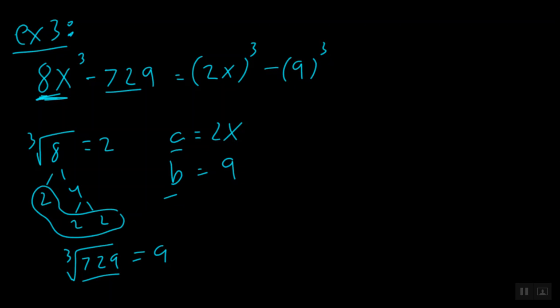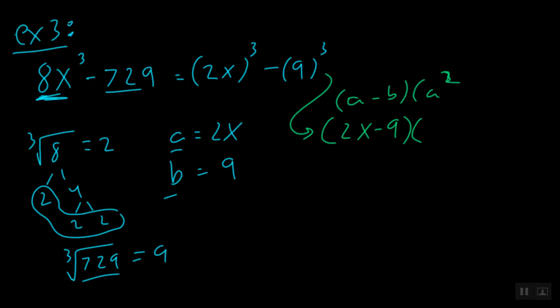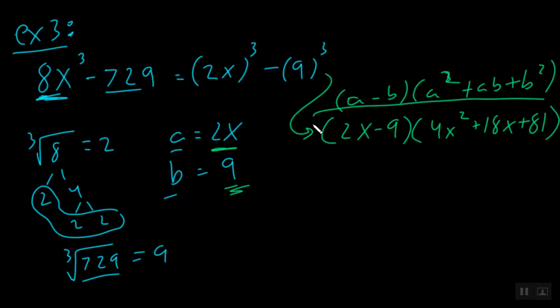Okay, and so what will this look like once I factor it? Well, remember we have a minus b, so 2x minus 9, parentheses, and then it's going to be a squared, and what's 2x times 2x? That'd be 4x squared, plus a times b, what's 2x times 9? Well, that's plus 18x, and lastly, plus b squared. Well, 9 squared is plus 81. All right, we have just factored 8x cubed minus 729.